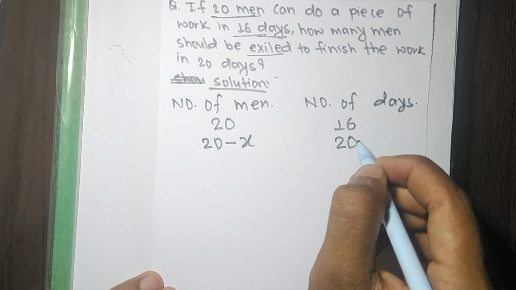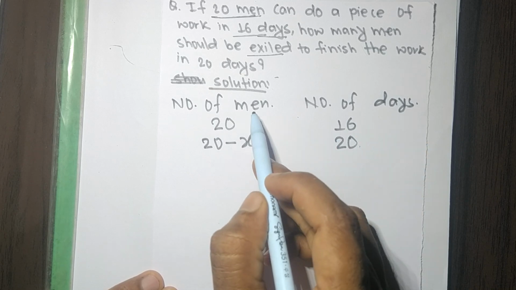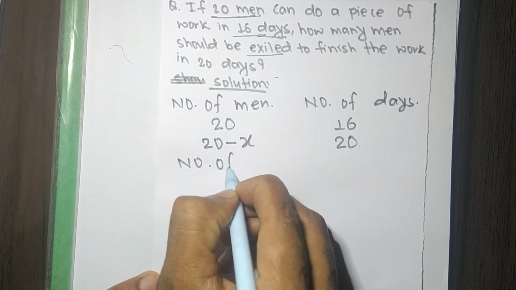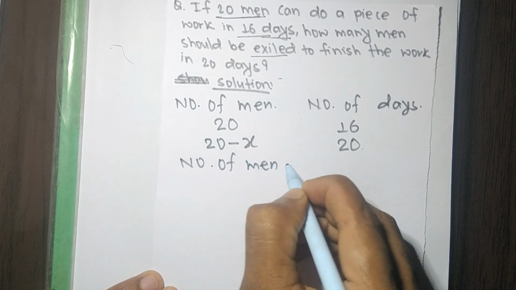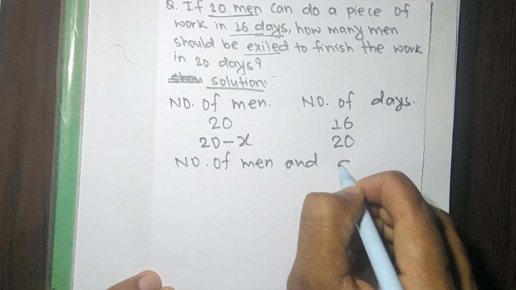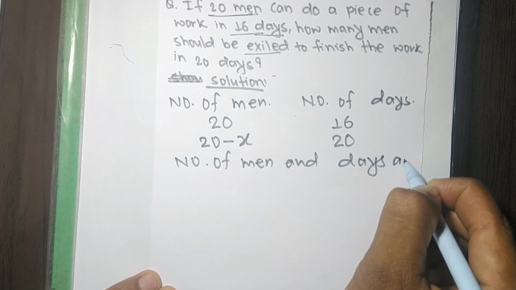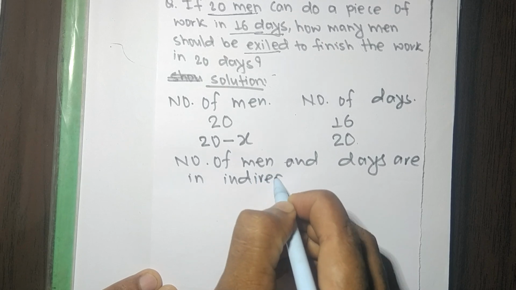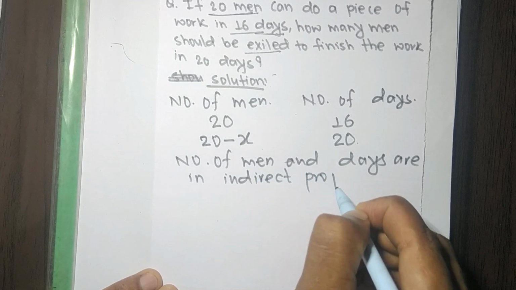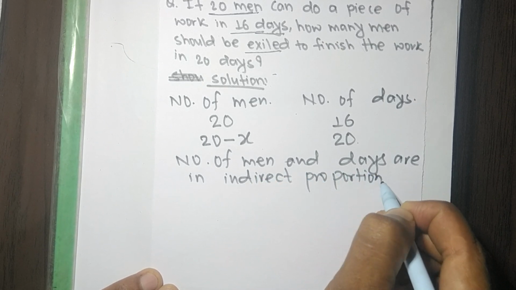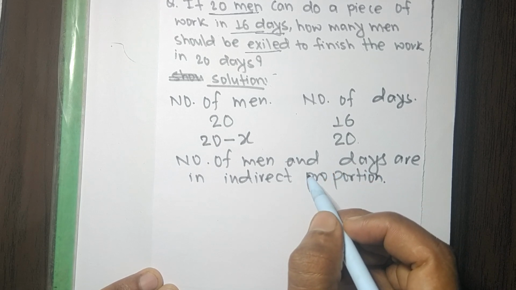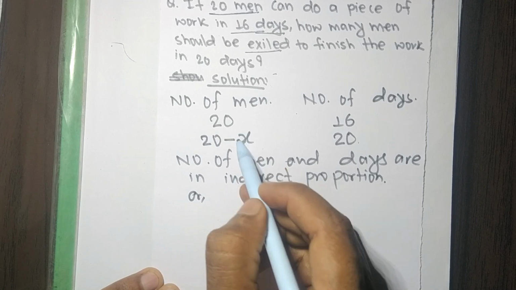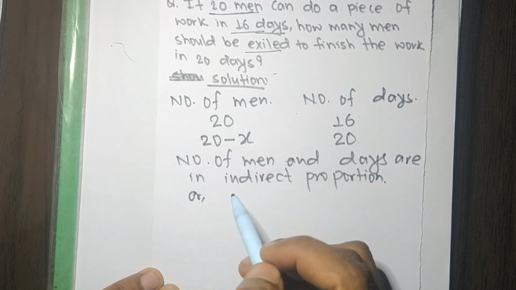Now we have to find out the relation between number of men and days. Number of men and days are in indirect proportion. So number of men and days are indirectly proportional, so we can alter or change these quantities.